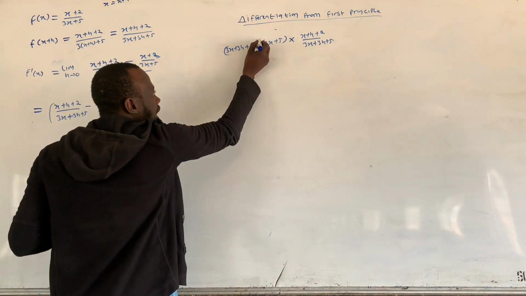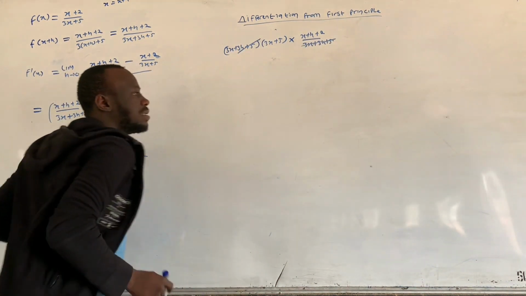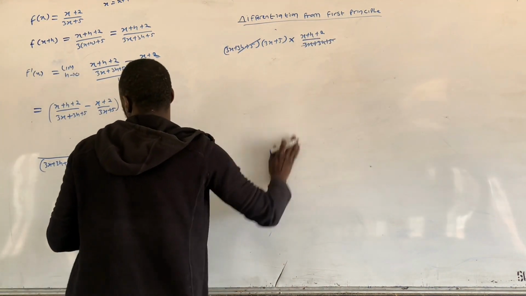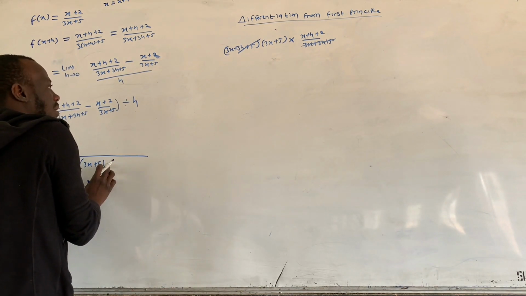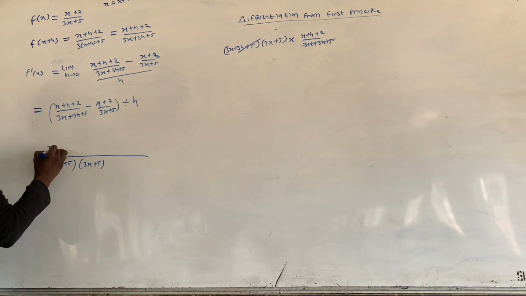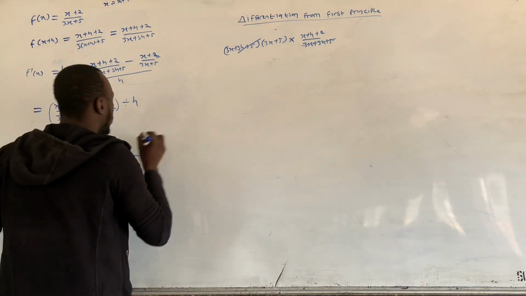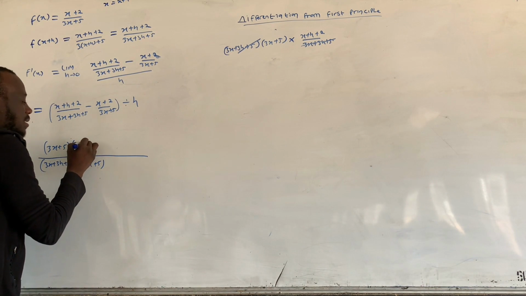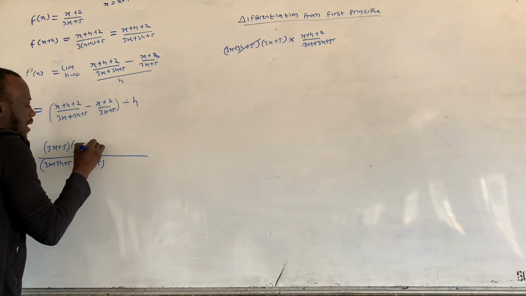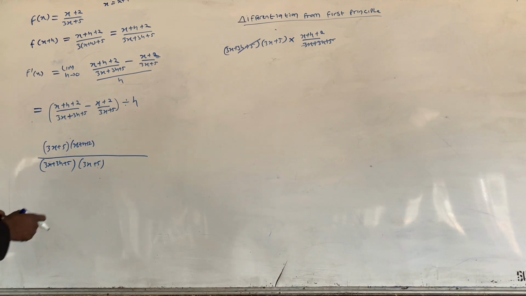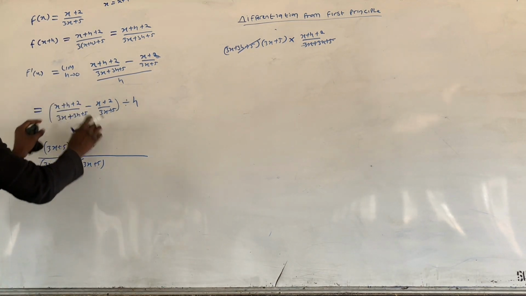Meaning, this will cancel out this. Let us use only 3x plus 5 times this. So in this case, we have 3x plus 5 times x plus h plus 2, since we are going to use this into this.